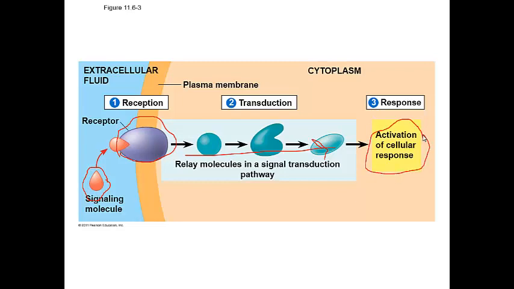Whether or not a cell can respond to a hormone depends upon whether or not it has the receptor for that hormone. The response itself is going to depend upon the pathway within the cell. By having different pathways within the cells, it allows different cells to have different responses to the same hormone.